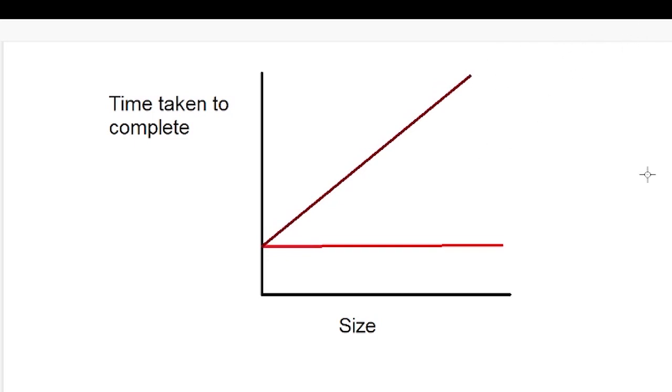And an important distinction that we have to make is that different computers or different devices will do these tasks at a different rate. But even though these devices have their differences in time taken to complete, for example, a computer can add a lot faster than a human can, the growth rate for these problems will be the same.